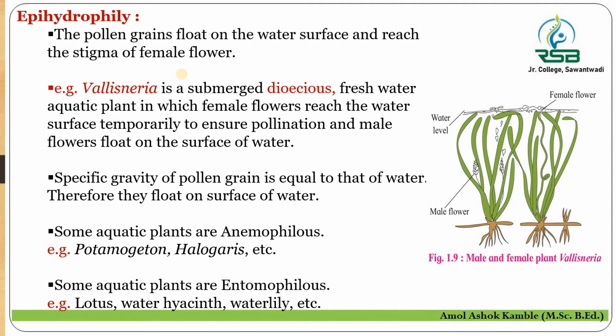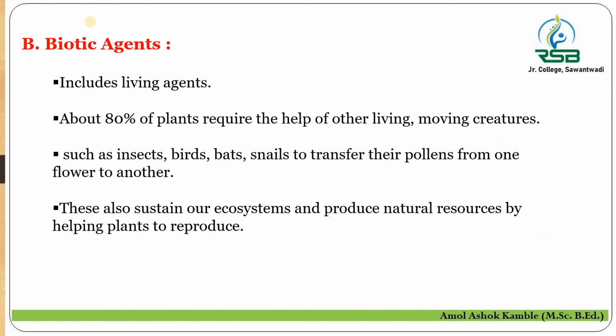So wind and water are the two abiotic agents in pollination. The type of pollination which takes place with the help of wind is called anemophily, and the type of pollination which takes place with the help of water is called hydrophily. And hydrophily is of two types, epihydrophily and hypohydrophily. Then come towards the biotic agents.